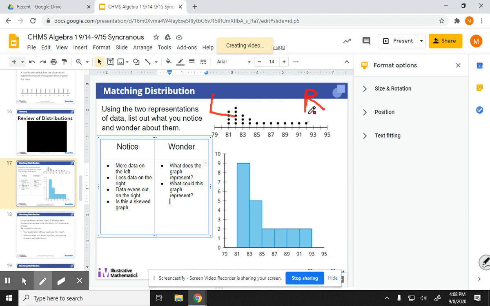On my right-hand side, it's very thin, like a skewer. A skewer is something you put a piece of meat or vegetables on, and it goes on the grill. Skewers are very thin. So if it's skewed to the right, it's going to be very thin on the right. If it's skewed to the left, the data is going to be very thin on the left. So there's less data here on the right, which means it's skewed to the right. So I could also even go a step further and say that.